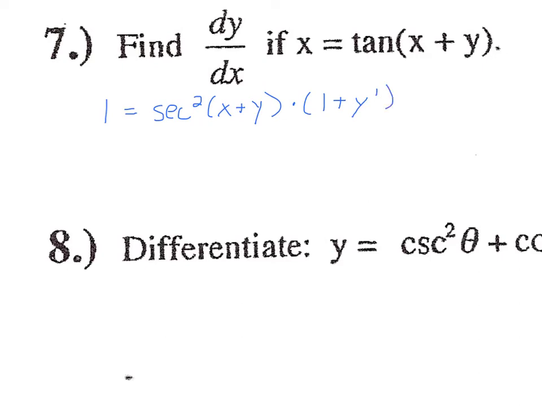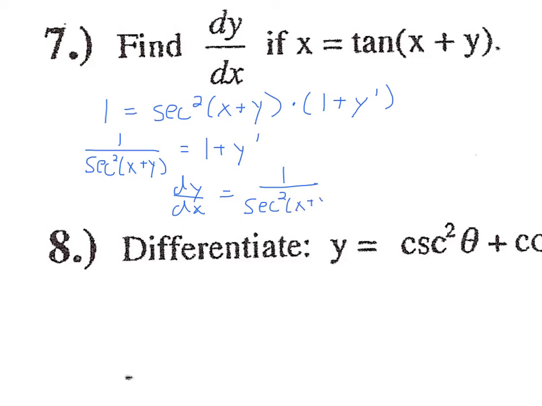So we still need to get y prime by itself, so we're going to divide by secant squared of (x plus y), and that gives us 1 plus y prime, and then we'll just subtract the 1. So since we were asked to find dy/dx, we can say that dy/dx equals 1 over secant squared of (x plus y) minus 1.